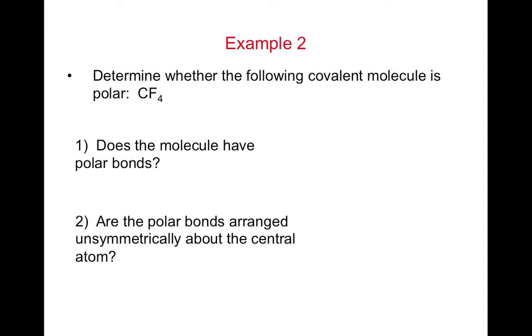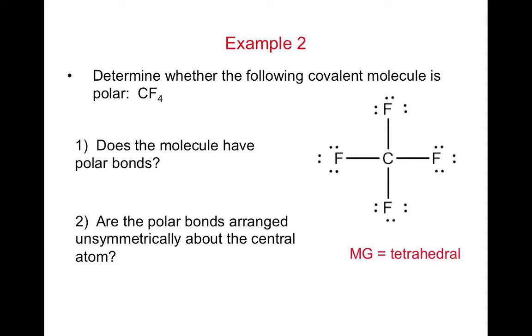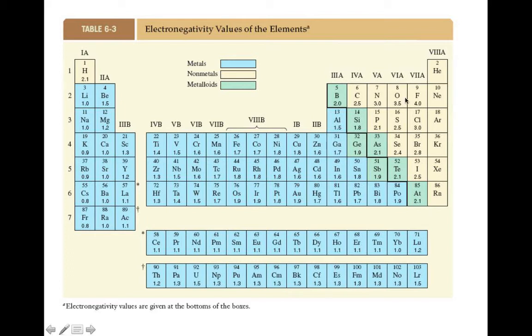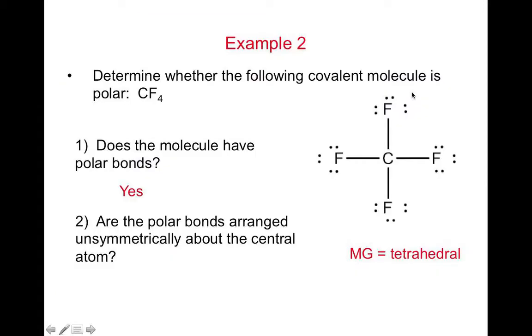If we look at another example, I want to determine whether CF4 is polar. The Lewis structure would look like this. I have four electron groups, no lone pairs, so both the electron geometry and molecular geometry are going to be tetrahedral. Let's go back to our electronegativity chart and see if I have any polar bonds. For a carbon-fluorine bond, the electronegativity difference is 1.5, definitely polar. So our first criterion is met.